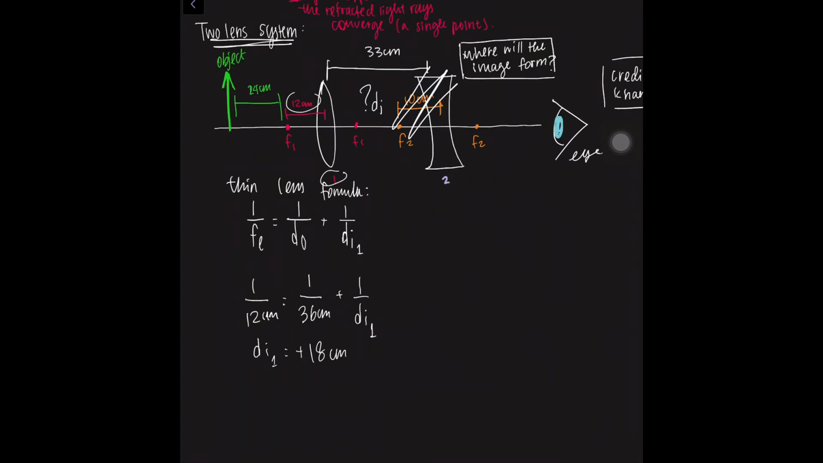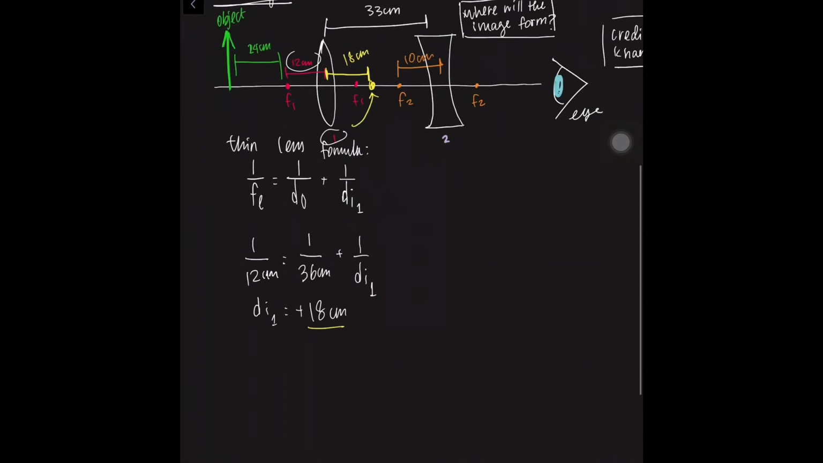So let's get rid of this. And so where will this image form? It will be at positive 18 centimeters. So to the right of this lens, beyond the first focal length, at 18 centimeters. So this is where our object image will be formed by the first lens.